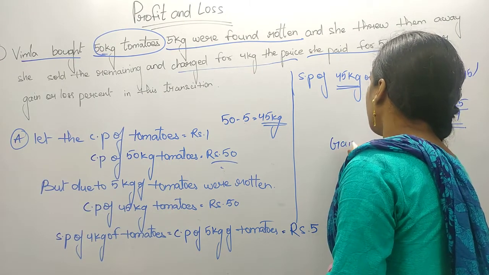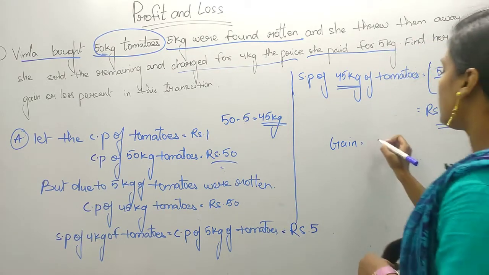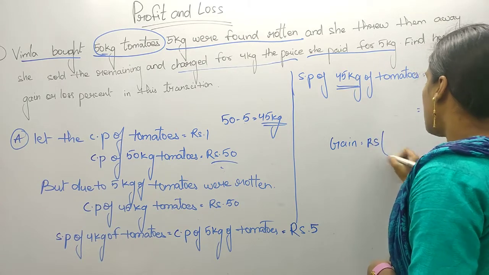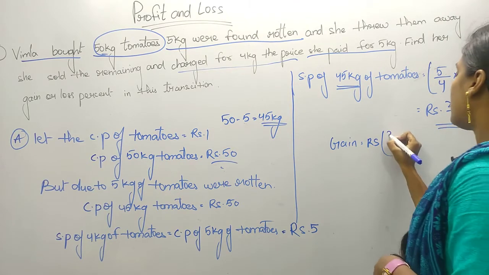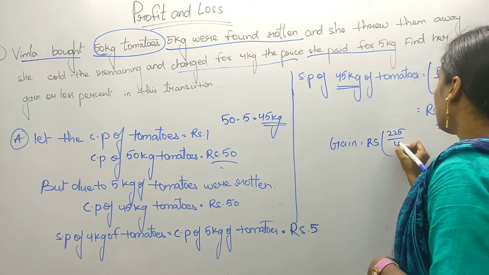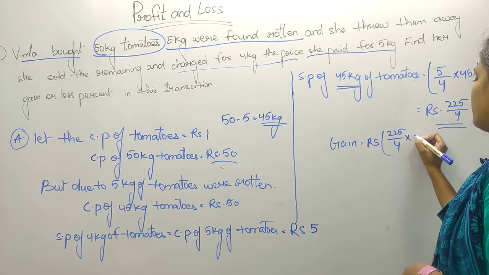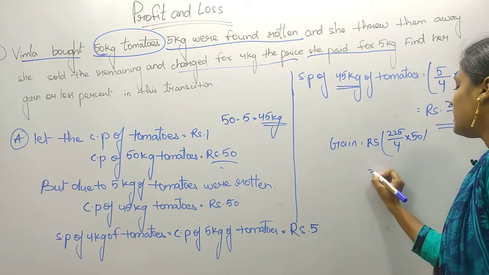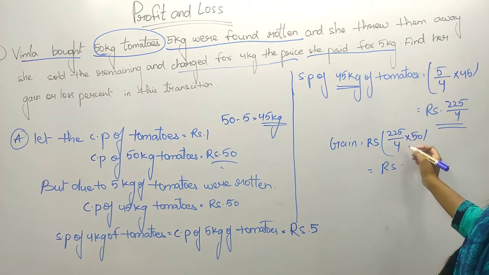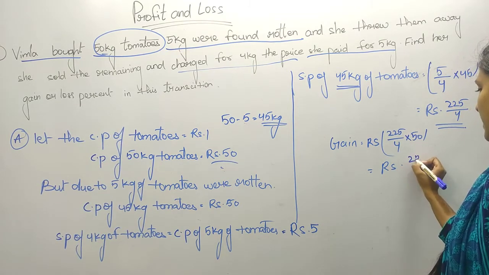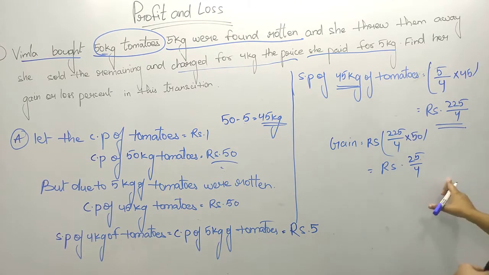Gain, how will we do it? What is the gain formula? I told you in the previous class. Gain is equal to rupees, the selling price we got for 45 kg of tomatoes, 225 by 4, minus the cost price, 50. By doing the cancellation, what answer will we get? Rupees 25 by 4. This is the gain.